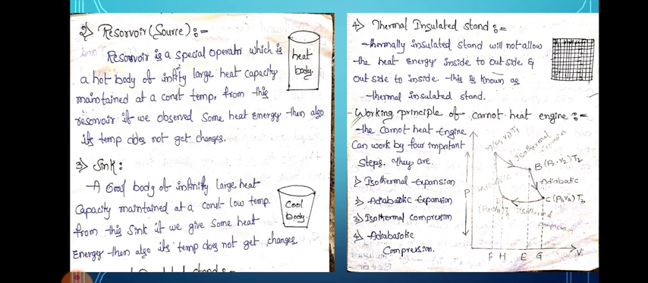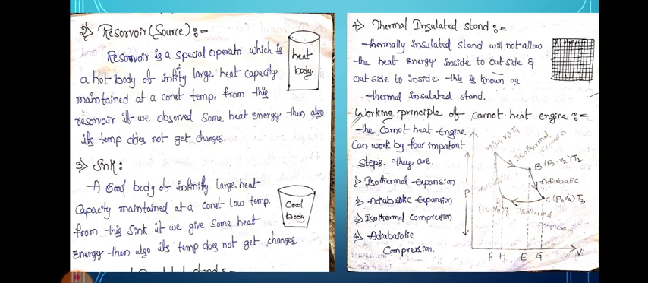Now the second one, the reservoir, that is the source. A reservoir is a hot body of infinitely large heat capacity maintained at constant temperature. So from this reservoir, if we absorb some heat energy, its temperature does not change. Now the third one is the sink. A cold body of infinitely large heat capacity maintained at a constant low temperature. If we give some heat energy to this sink, its temperature does not change.